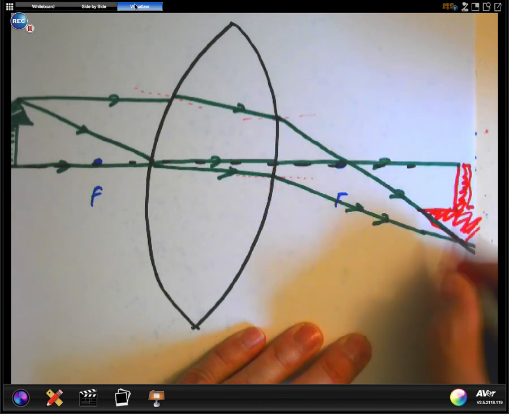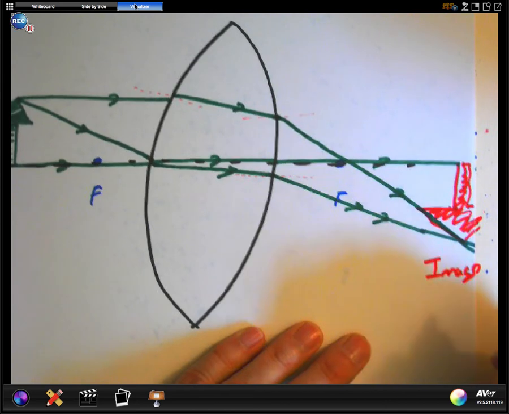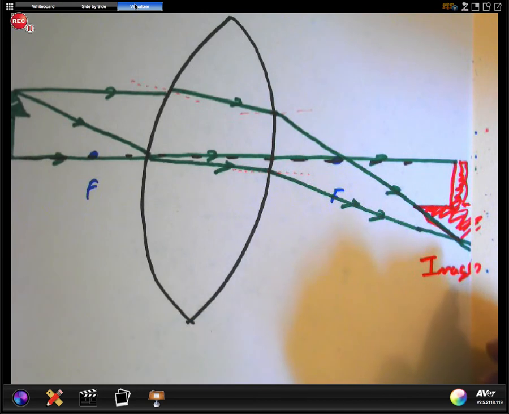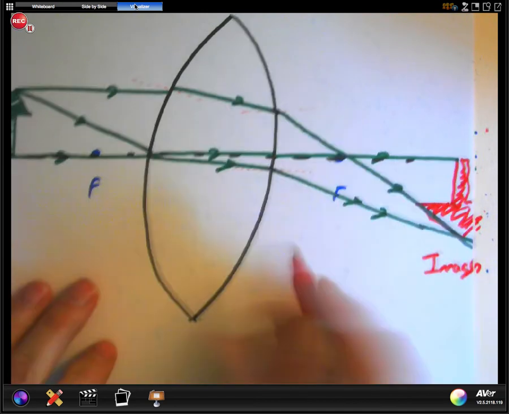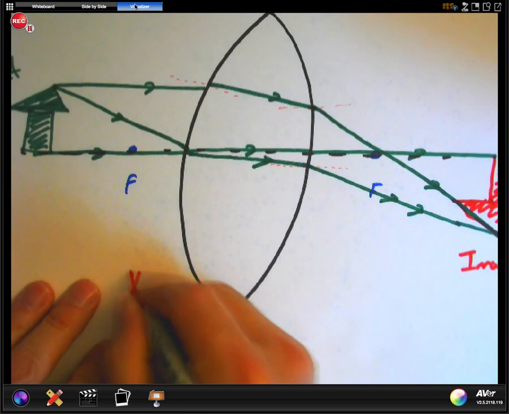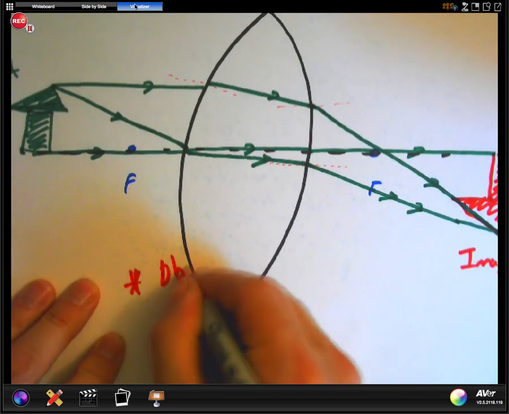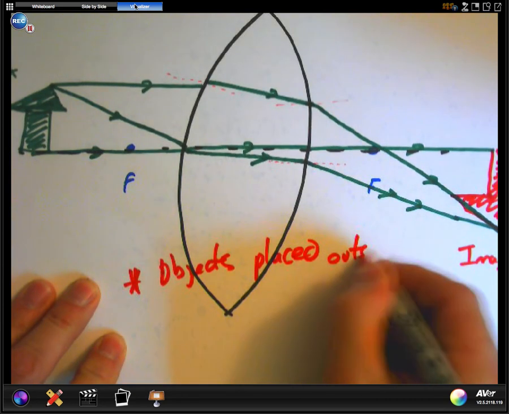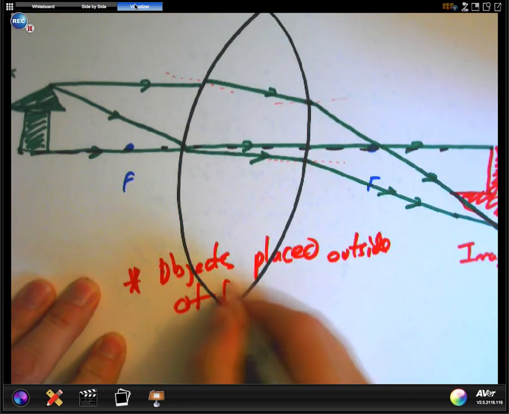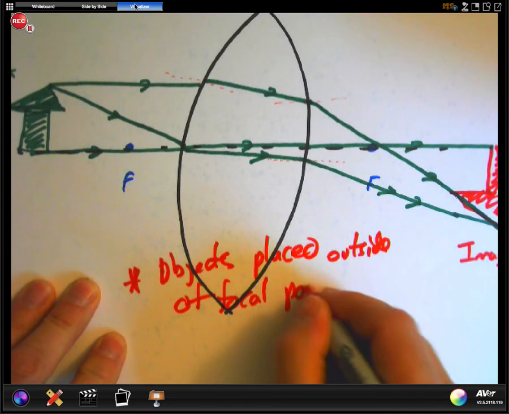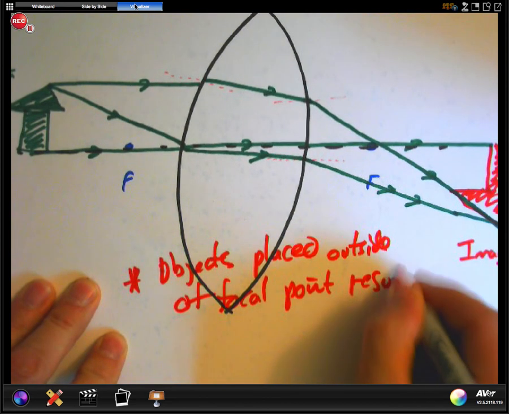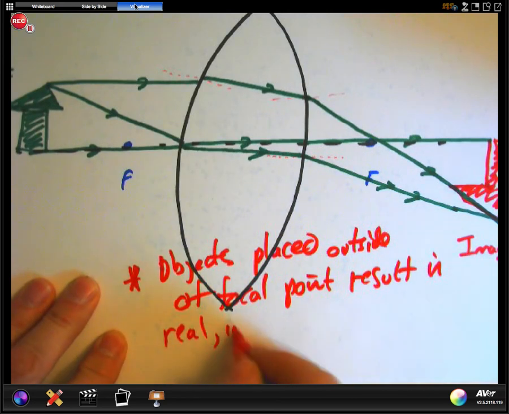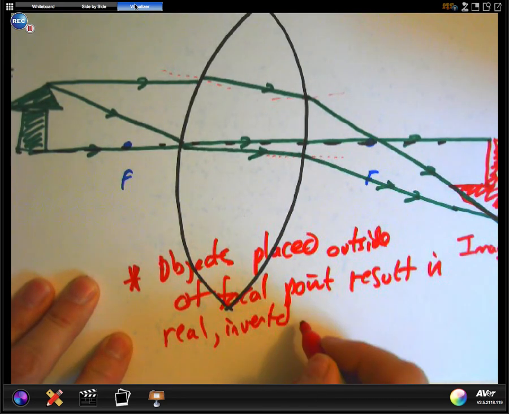So this is our image. And our image is upside down, and it's an actual convergence. So what we end up with is, you could say, objects placed outside the focal point result in real inverted images.